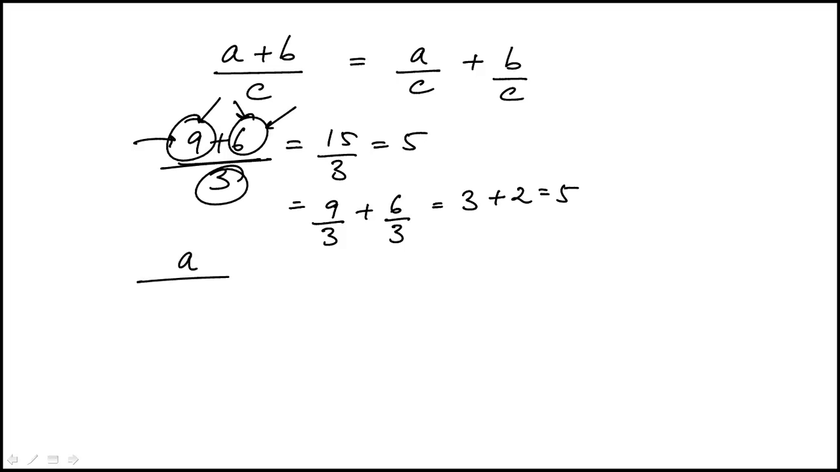Whereas if this was A over B plus C, you can't do this as A over B plus A over C or something like that if you're dividing by a sum.